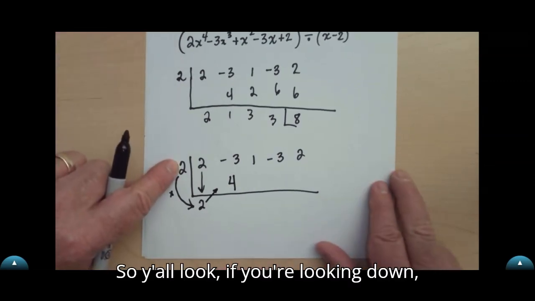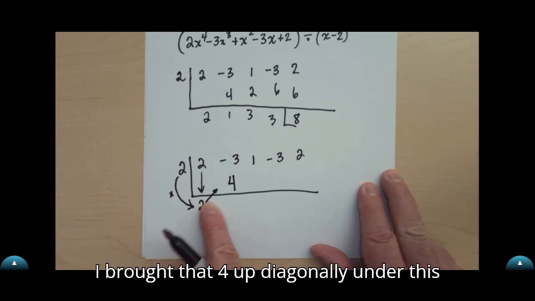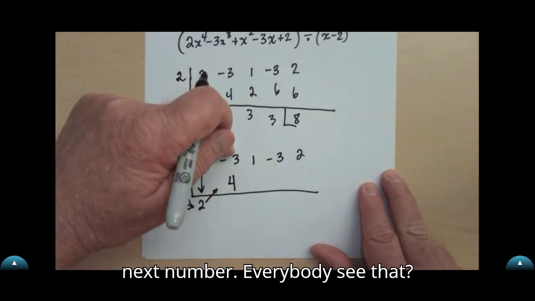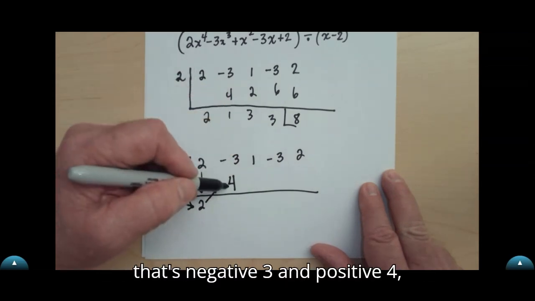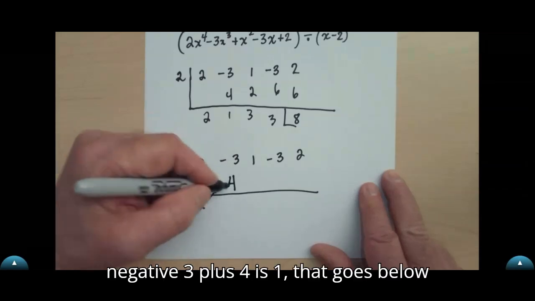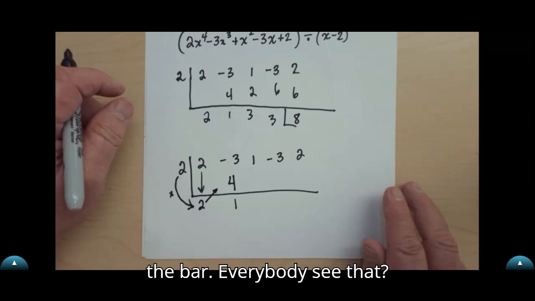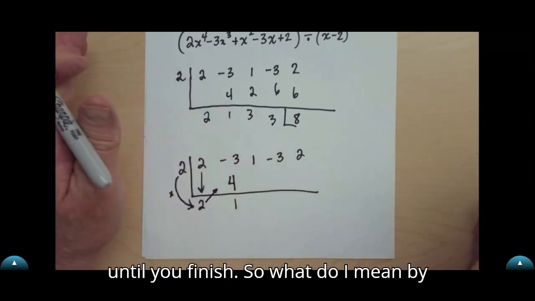So y'all look, if you're looking down, look up. I did 2 times 2 is 4. I brought that 4 up diagonally under this next number. Everybody see that? Now I'm going to do signed addition. So that's negative 3 and positive 4. Negative 3 plus 4 is 1. That goes below the bar. Everybody see that? That's it. Now you just keep doing that till you finish.